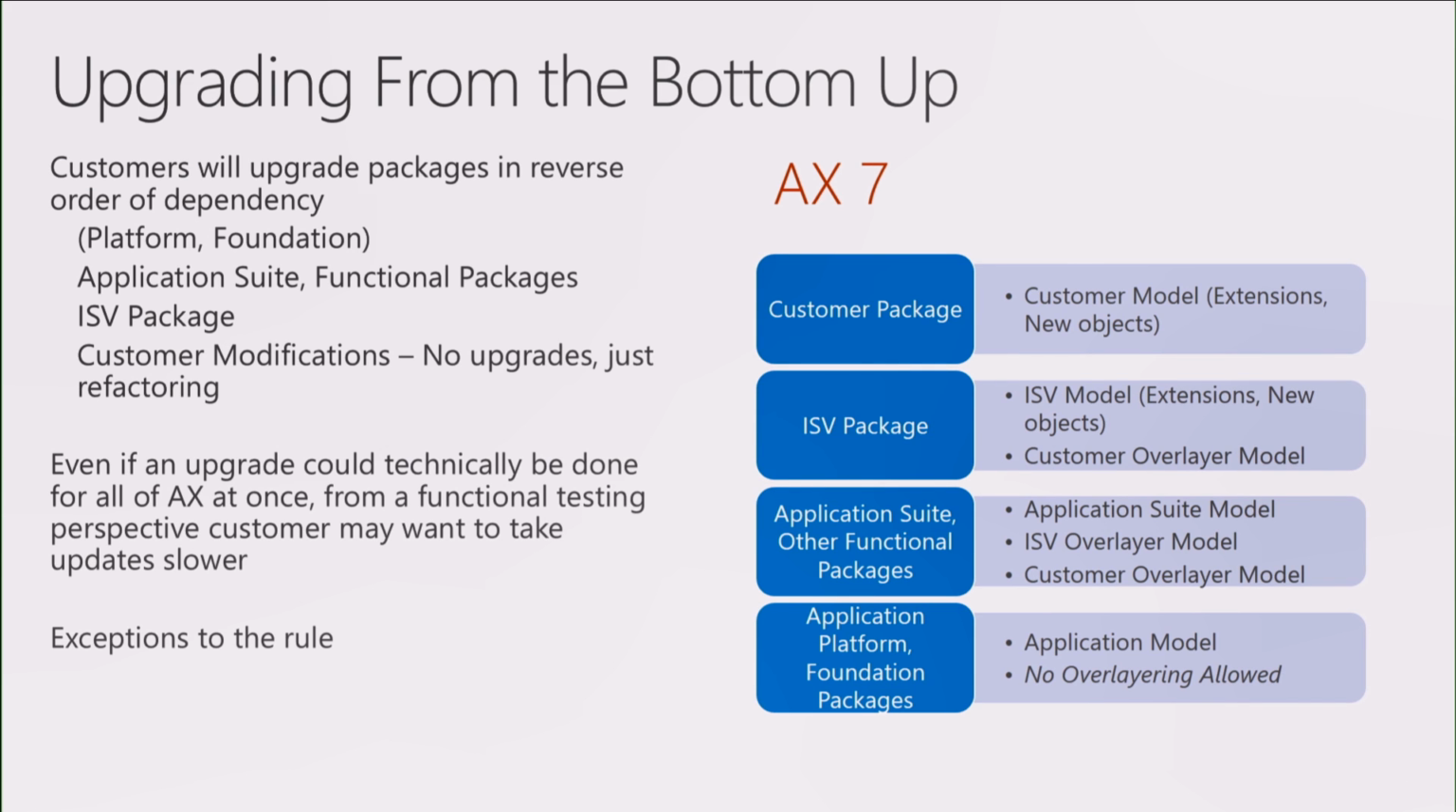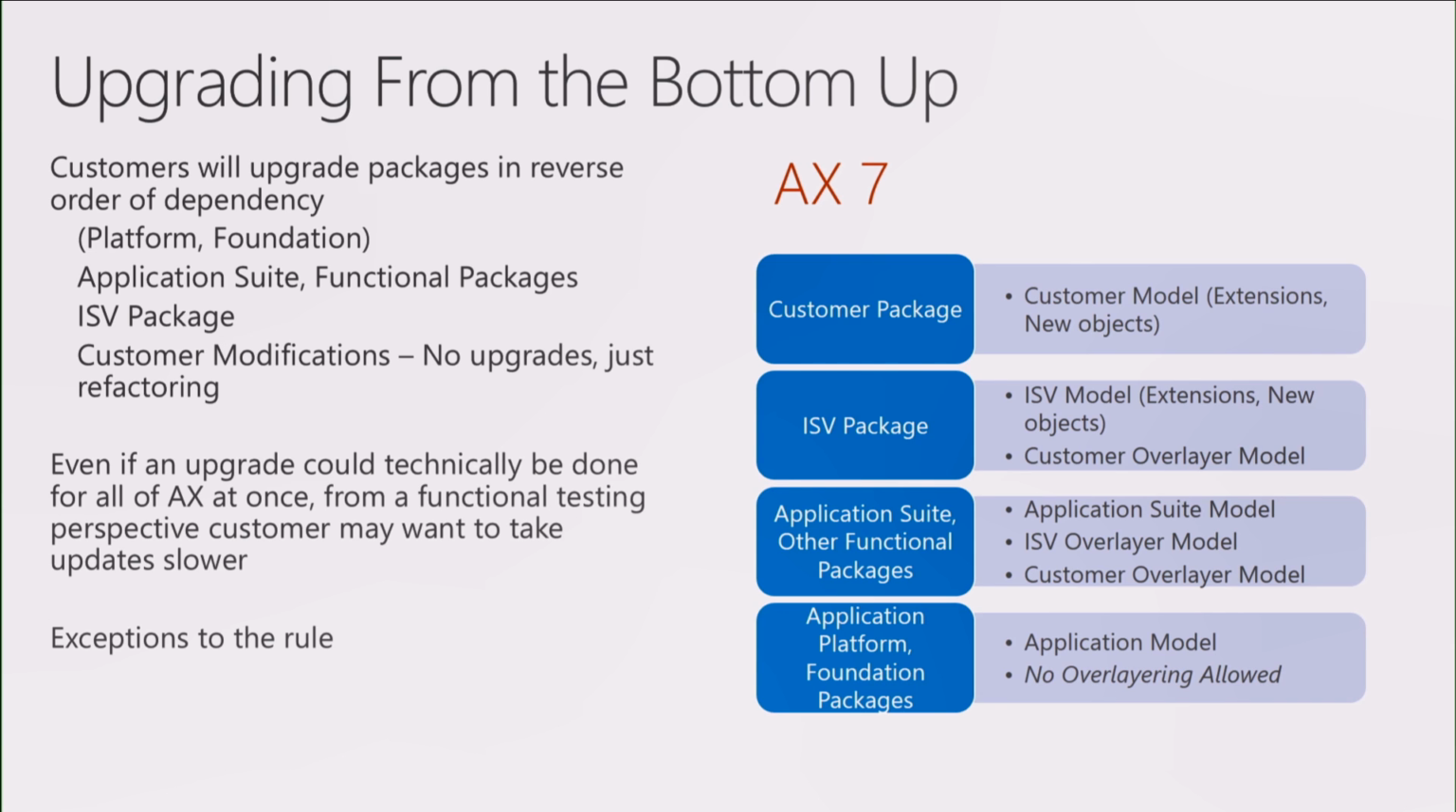When we think about upgrading, it's helpful to think about it in terms of starting at the bottom of your application in terms of packages and moving up through the stack. So I think about upgrading from the bottom up, in reverse order of dependency. For example, the platform and foundation would generally get upgraded first, and then I would move through the application suite, and then I might move through the ISV package. For the customer modifications, there's not a concept of upgrading because I'm just refactoring them as I go.